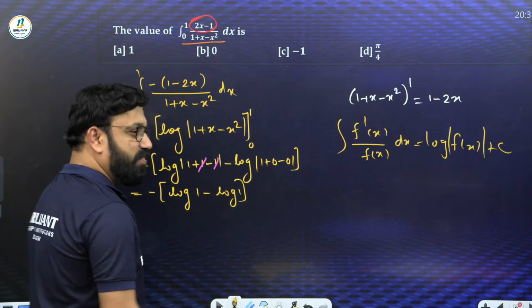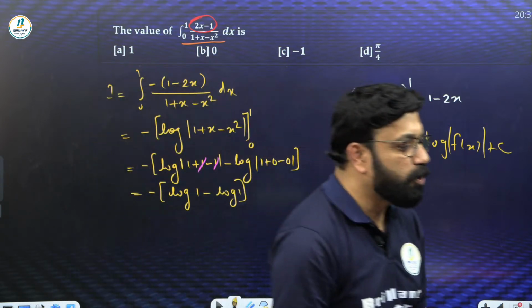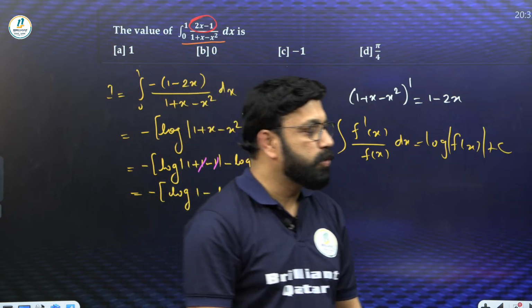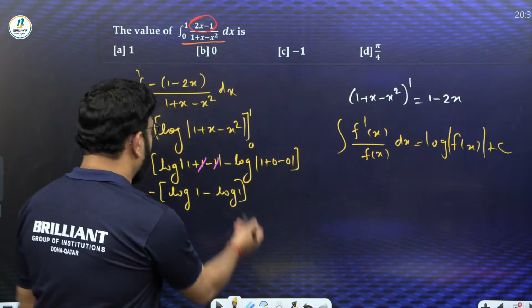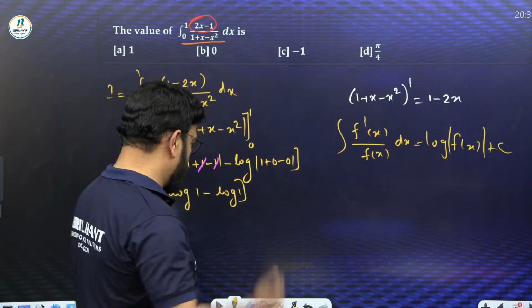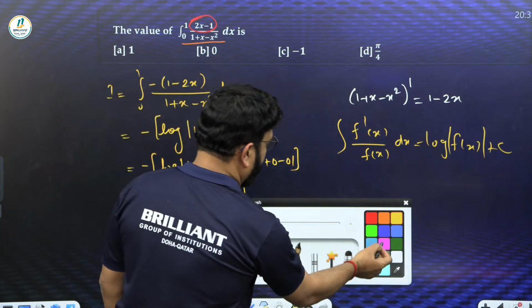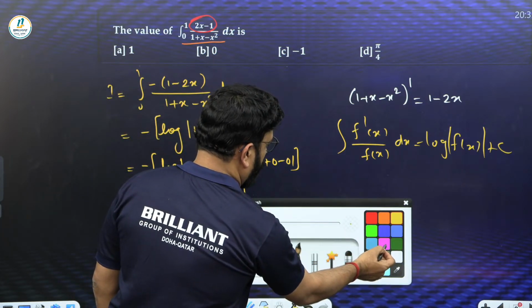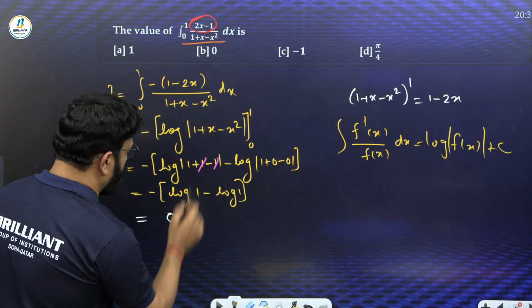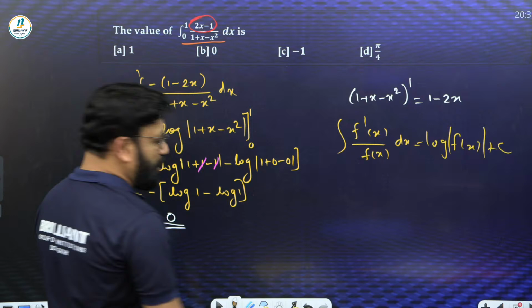You know directly, what is log 1? Log 1 is equal to 0. Or log 1 minus log 1, if you are taking it like that also, the same values are there. Log 1 is 0, log 1 is 0. The answer goes directly to 0. No problem. 0 is the answer.